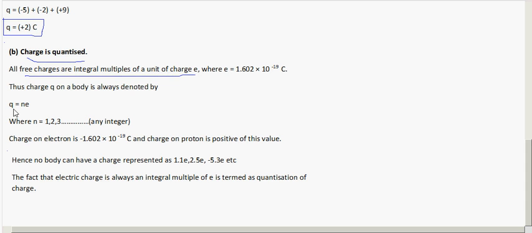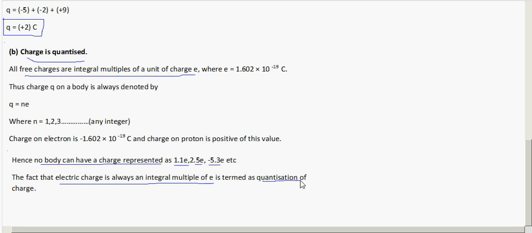The next property is very important, that is, charge is quantized. What is the meaning of this? The meaning is that all free charges are integral multiples of the unit charge e. The value of e is 1.602 times 10 to the power minus 19 C, where C is the unit of charge, coulomb.